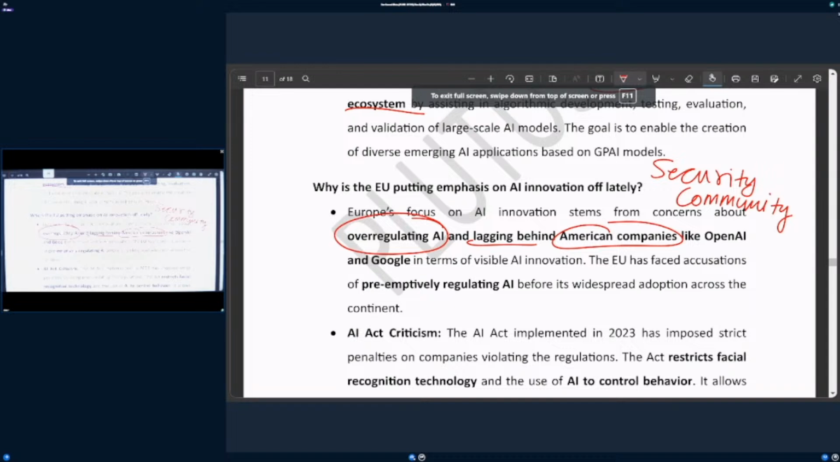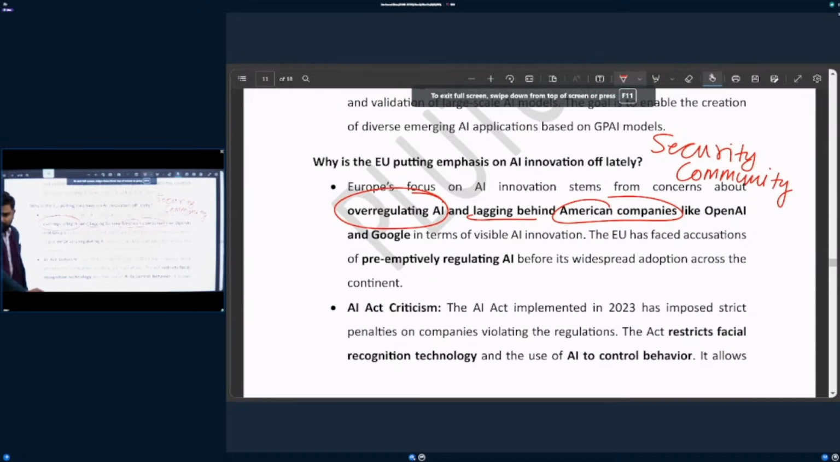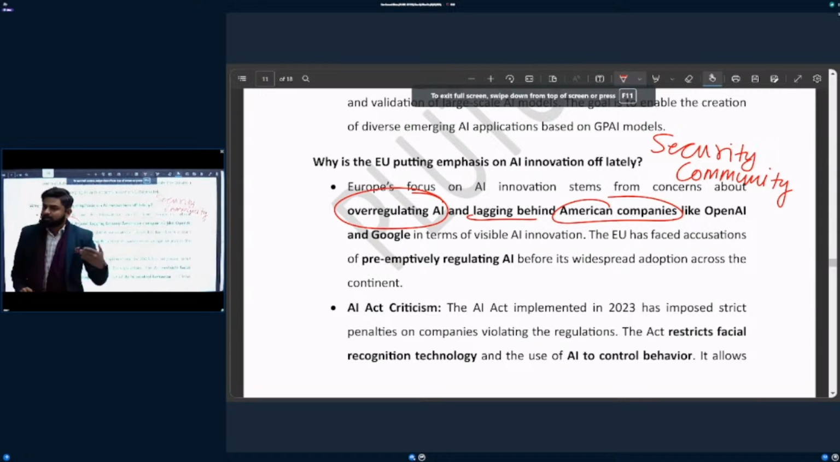चलिए शुरू करते हैं. So why the EU is bringing this law? I hope I told you it is clear that EU thinks that they have gone for excessive regulation of AI, and because of this they are lagging in terms of competition with the American companies.